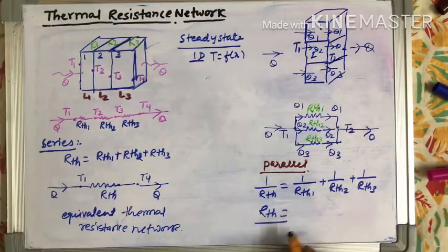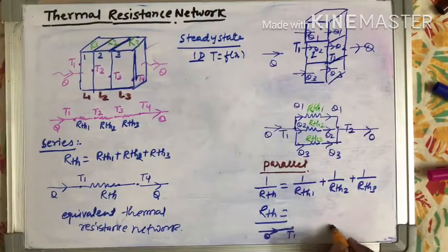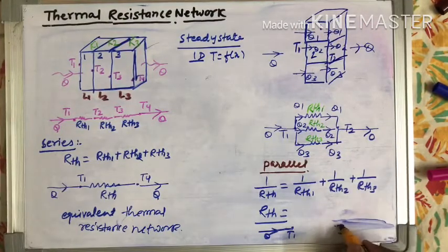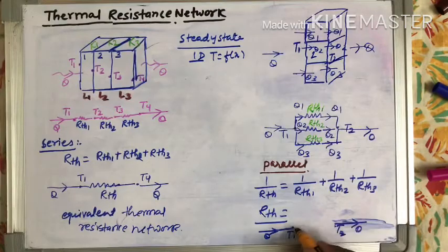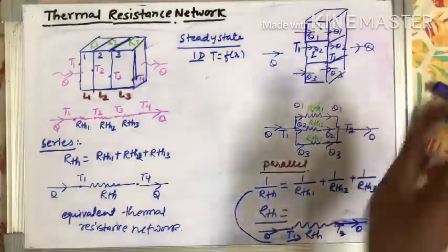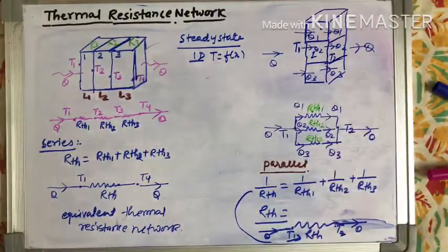So when you determine the RTH, this equation would be like this: Q, here is T1, here is T2, Q is going out, and there is a simple single resistance, that is the RTH. So you can solve this network this way. You can see that the network may be in simple series, or it may be simply in parallel, or it may be a combination of series and parallel.